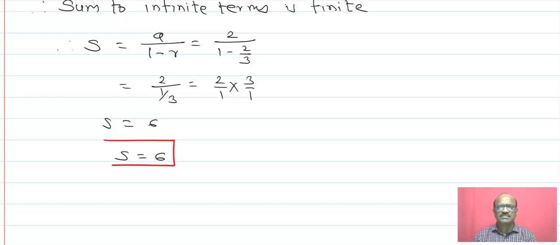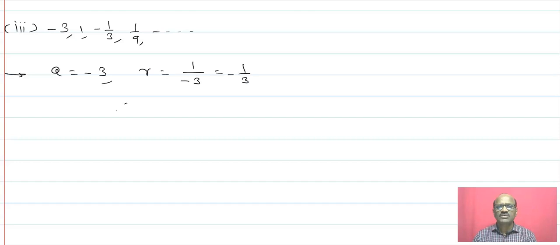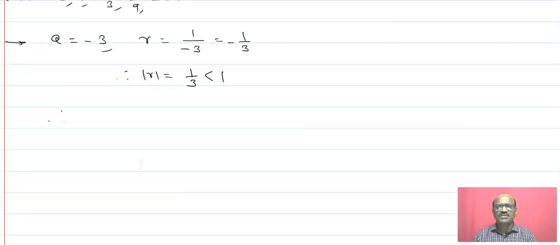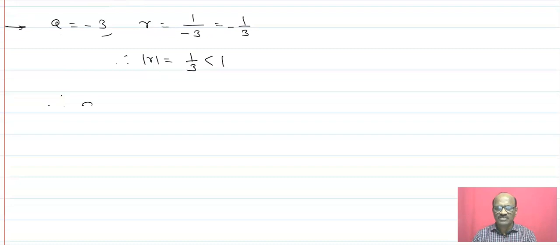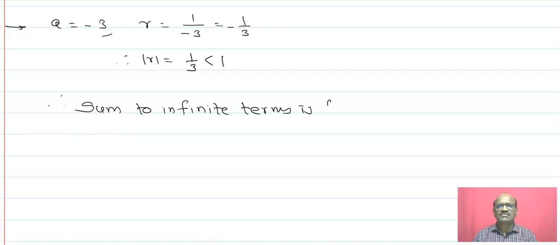Now third: minus 3, 1, minus 1 upon 3, 1 upon 9, and in this way a is equal to minus 3, r is equal to 1 upon minus 3, that is minus 1 upon 3. Mod of r is equal to 1 upon 3, which is less than 1. Therefore, sum to infinite terms is finite. Always write this type of sentence when mod of r is less than 1.